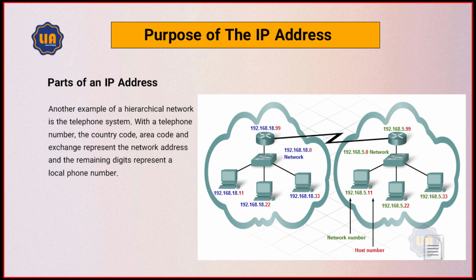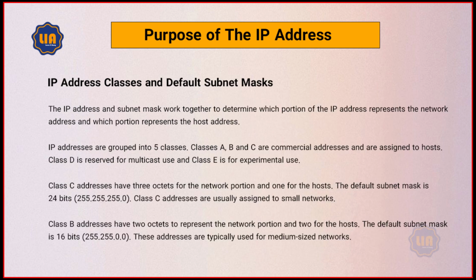IP address classes and default subnet masks. The IP address and subnet mask work together to determine which portion of the IP address represents the network address and which portion represents the host address. IP addresses are grouped into 5 classes. Classes A, B and C are commercial addresses and are assigned to hosts. Class D is reserved for multicast use and Class E is for experimental use.